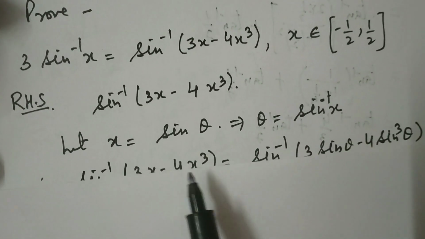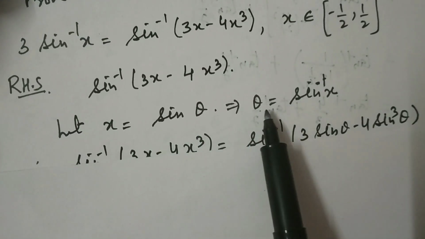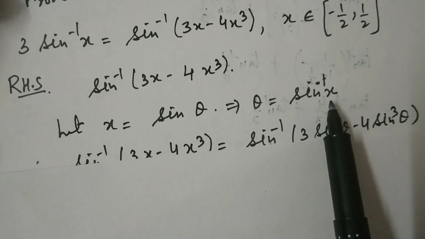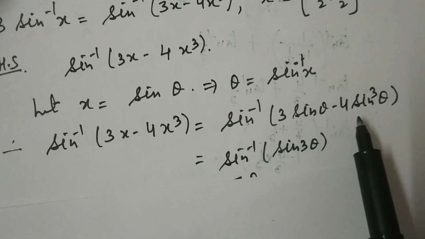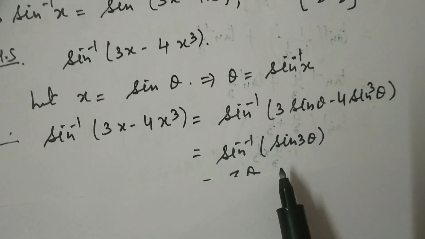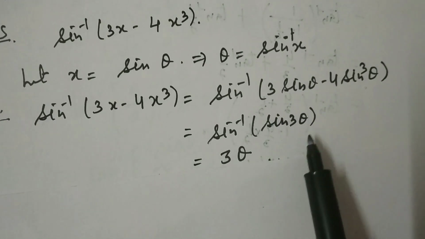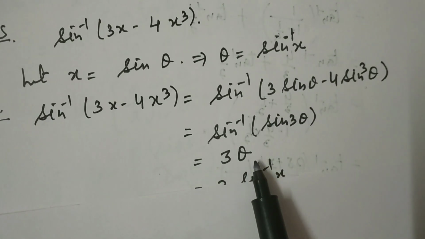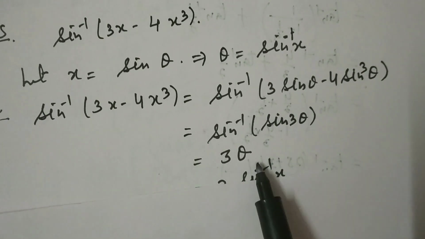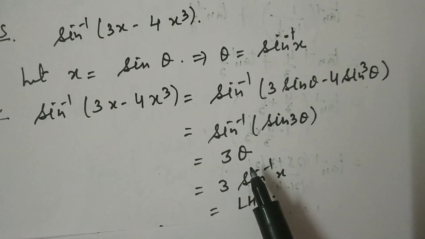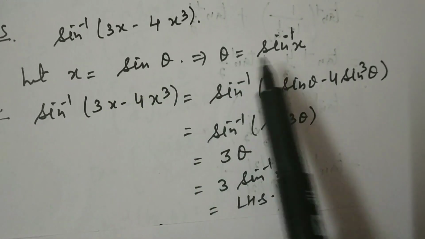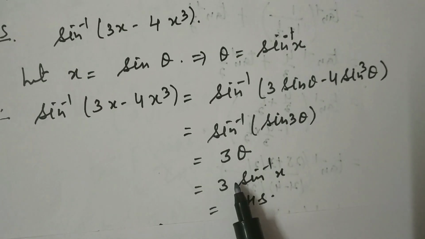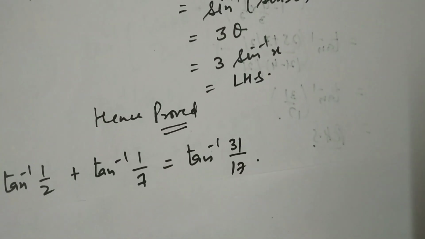So I have taken x equal to sine theta, so theta can be written as sine inverse x. Now the same RHS can be written as sine inverse of 3 sine theta minus 4 sine cube theta. That will give me sine inverse sine of 3 theta, which will give me 3 theta, since sine inverse of sine x is equal to x. Now I had assumed sine theta was x, so theta is equal to sine inverse x. So I replace it back, 3 sine inverse x, hence I get the LHS. Hence I have proved this question.